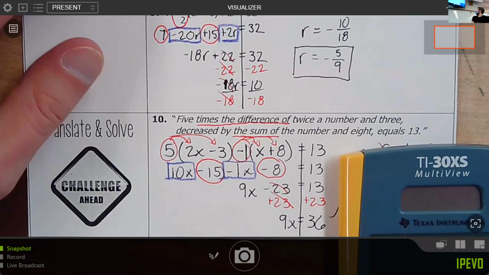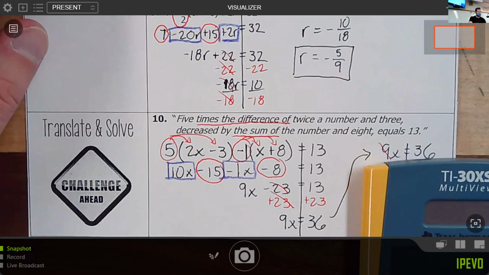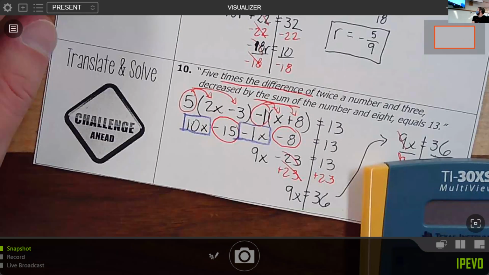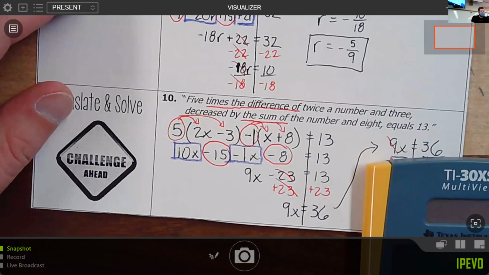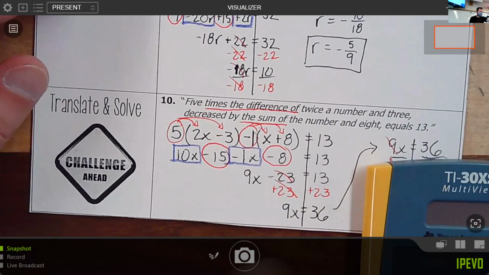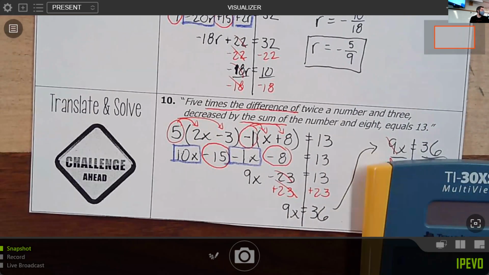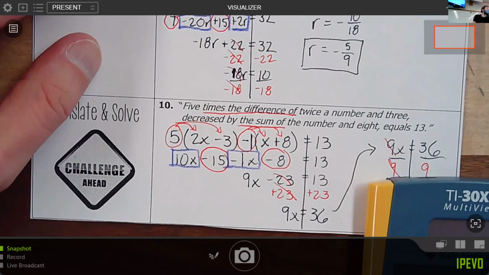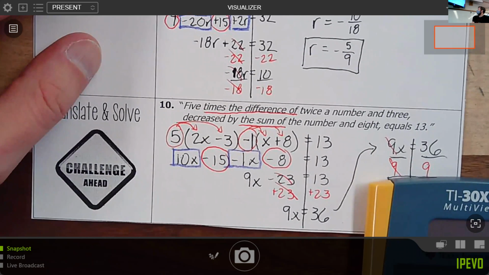I went ahead and just rewrote the whole thing up here. You'll notice I just did an arrow because I ran out of room. So I just rewrote the 9x equals 36 at the top of that next line over there. If you run out of space, this is something that you can do. If you're just working straight down and you're not using your own paper, feel free to do something like that. Divide by 9. What does x equal? 4. X equals 4. Nice.